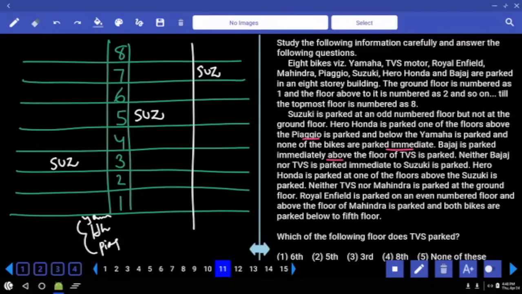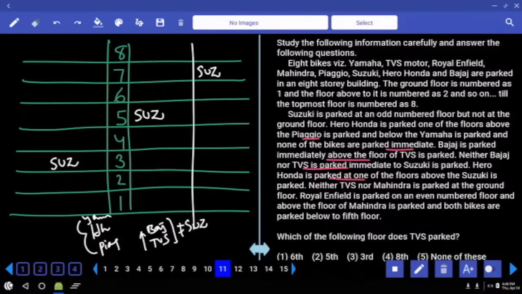Then Bajaj is parked immediately above TVS. Now Bajaj is immediately above TVS. Now these 2 were together. Neither Bajaj nor TVS is immediate to Suzuki. Now Bajaj and TVS, none of these 2 are immediate to Suzuki. Clear? None of these 2 are immediate to Suzuki. Then these 2 were not adjacent to Suzuki.